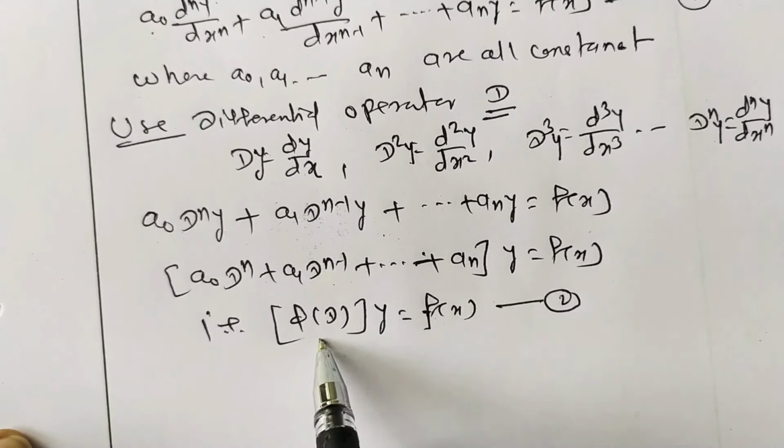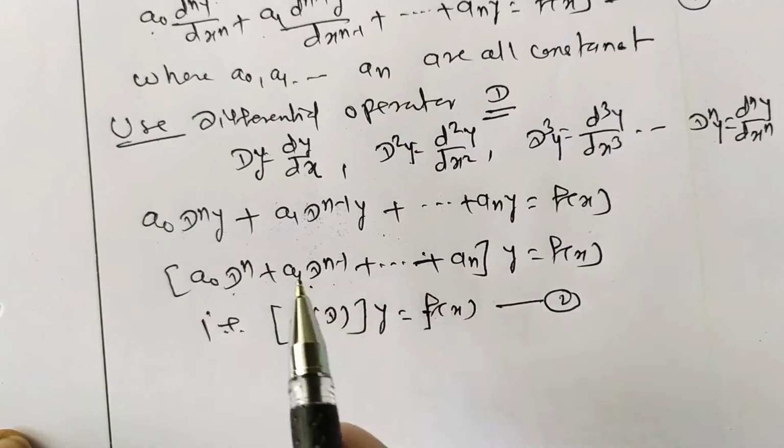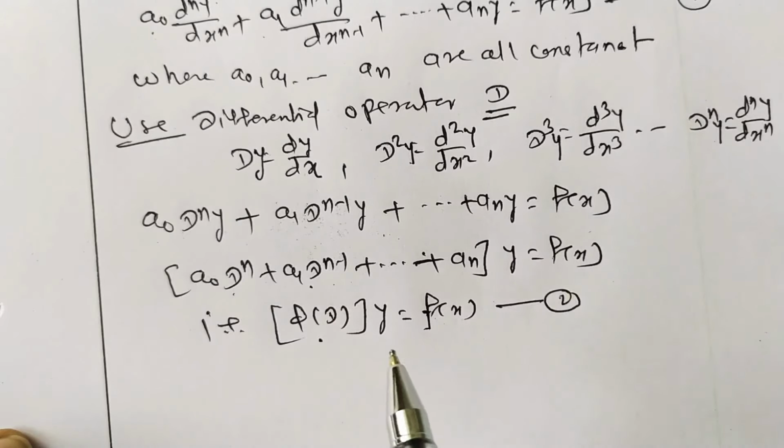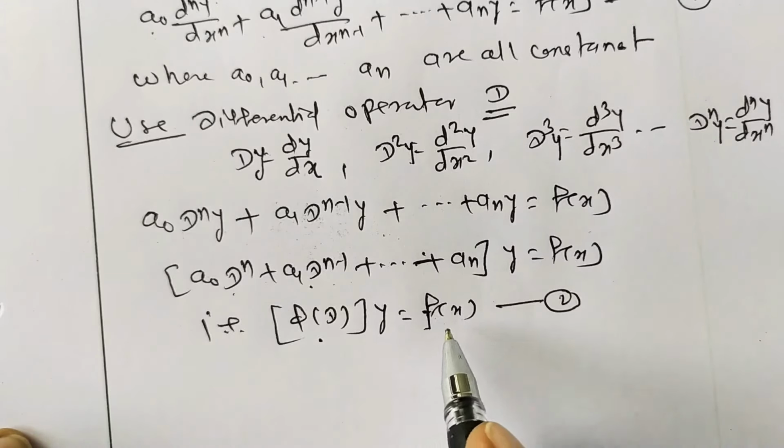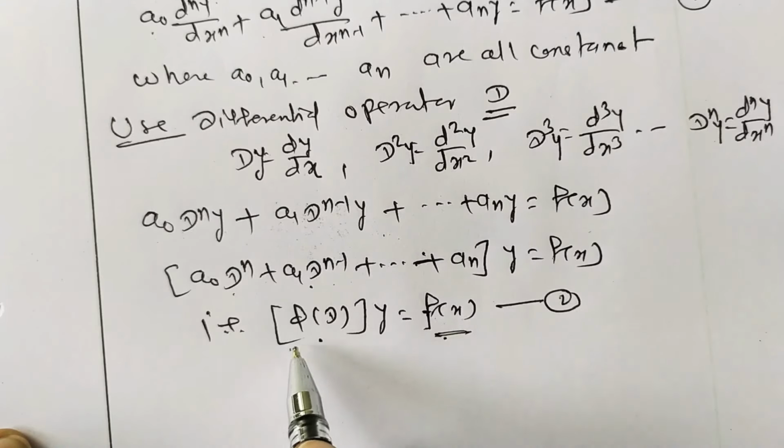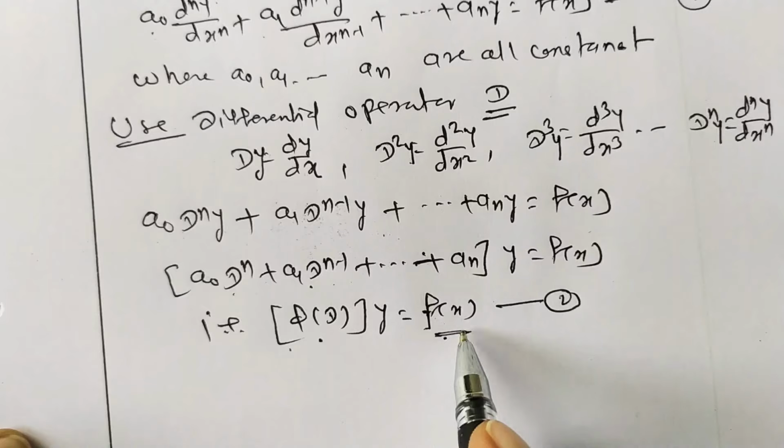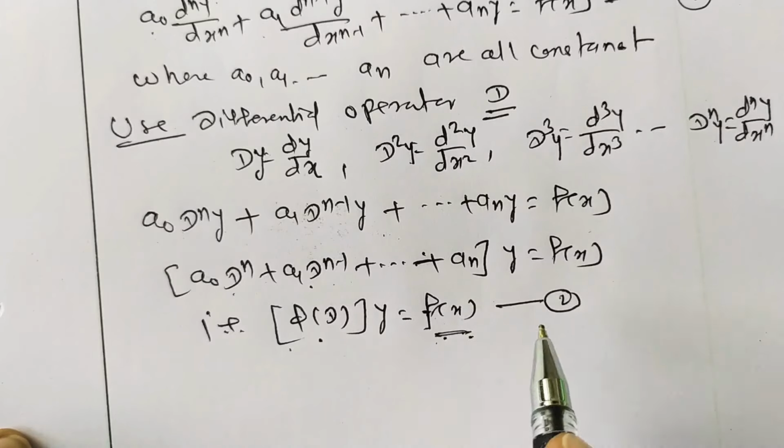Here phi of D is a polynomial in D and degree of that polynomial is n. So we say that this equation is homogeneous if right hand side is 0, means if f of x is equal to 0, then we can say that phi of D into y is equal to 0. This equation is called a homogeneous equation, and if f of x is not equal to 0, then that equation is called a non-homogeneous equation.